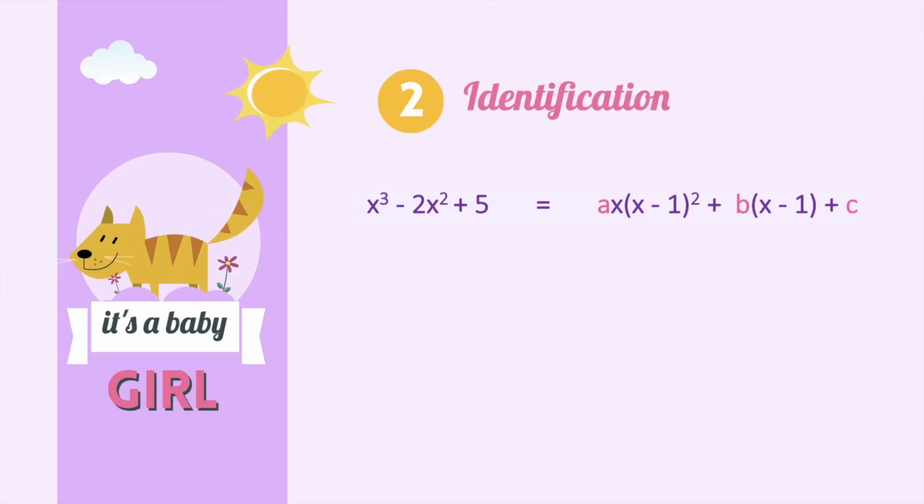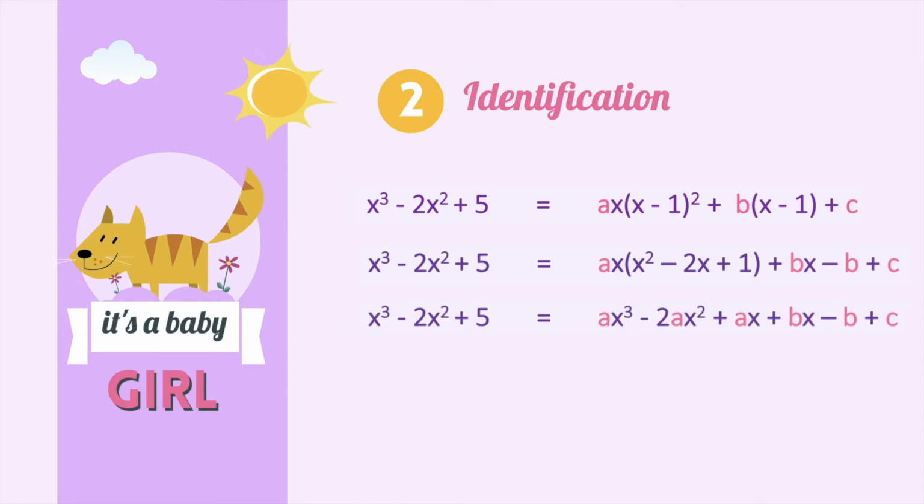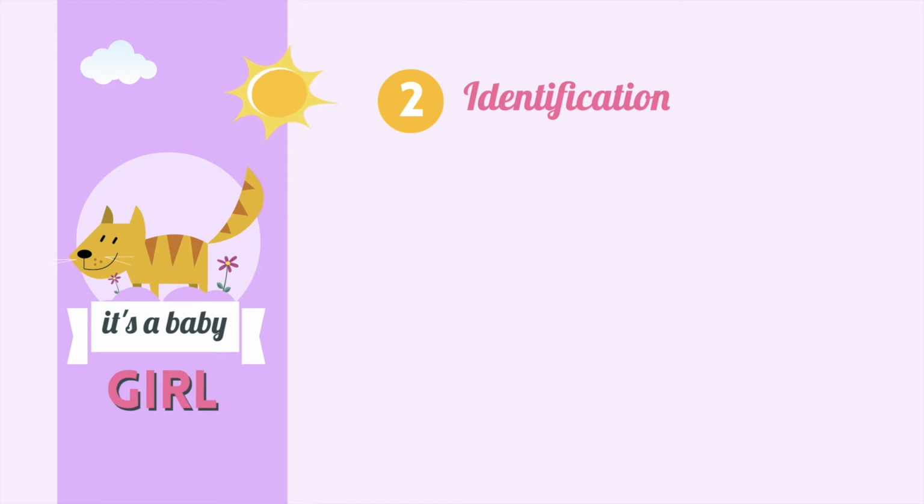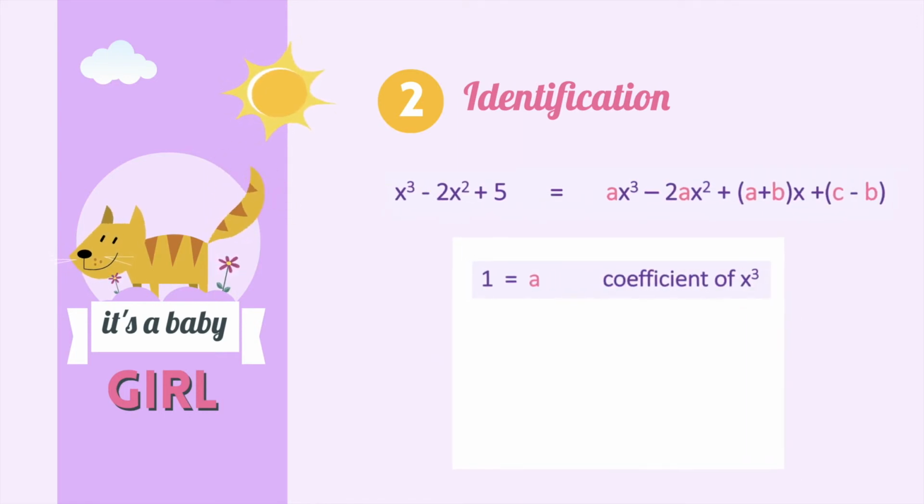Moving on to the identification. What you have to do is distribute and group the coefficients that have the same power of variable together. And by comparing coefficients between two equations, you can find value of a, b, and c.